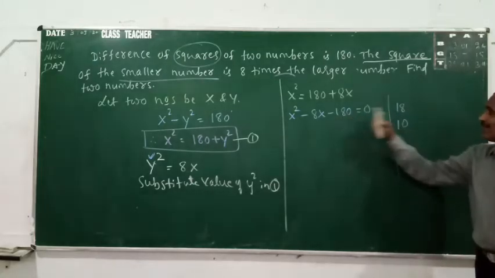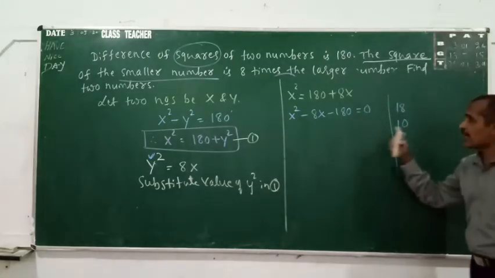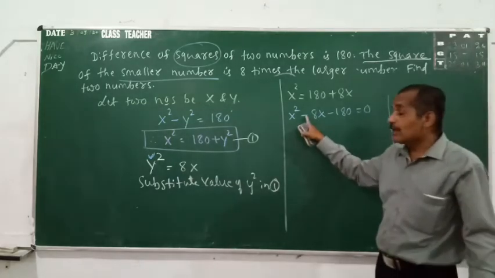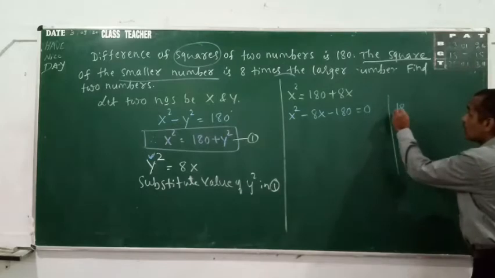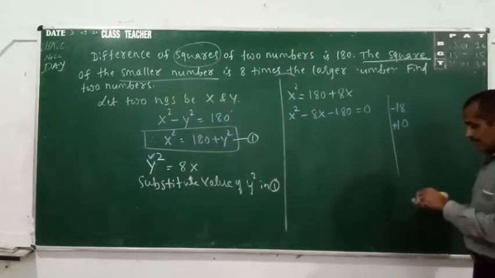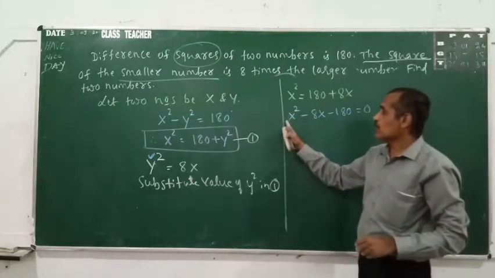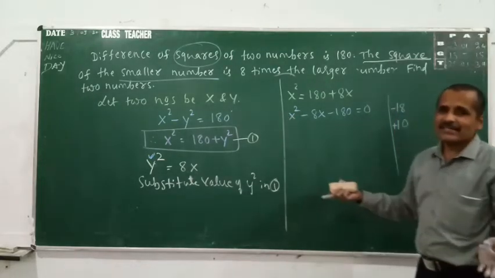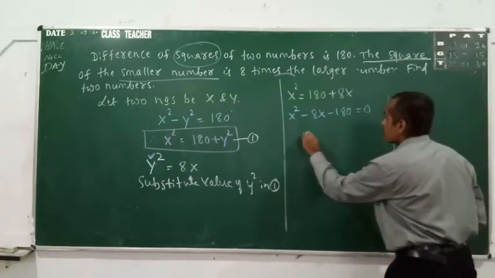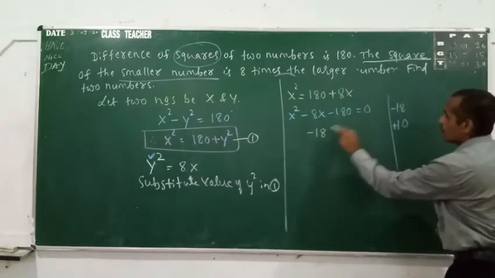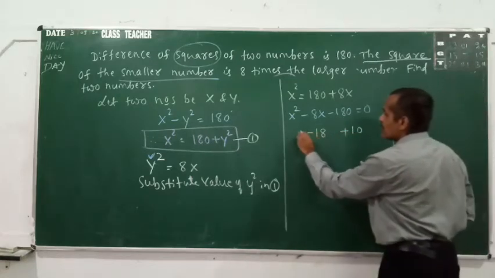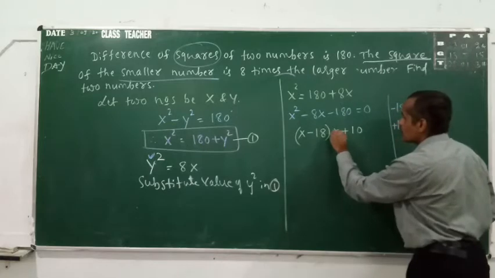Multiply 18 and 10 to get 180, subtract 18 minus 10, the answer is 8. But what about the sign? This will go to the bigger number, minus, and this is plus. Now, since x square has coefficient 1, I can directly write the factors: minus 18, one of the numbers, plus 10, the second number. Your work is put x here, and here also put x.